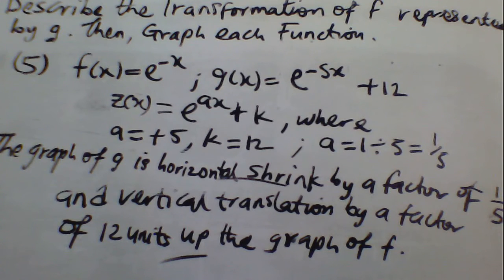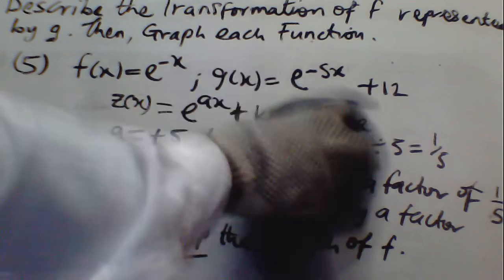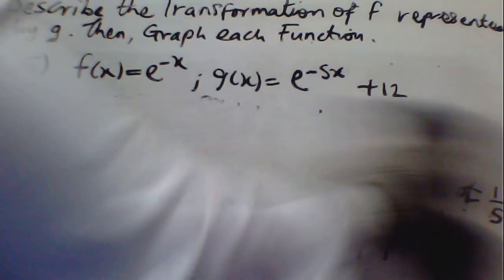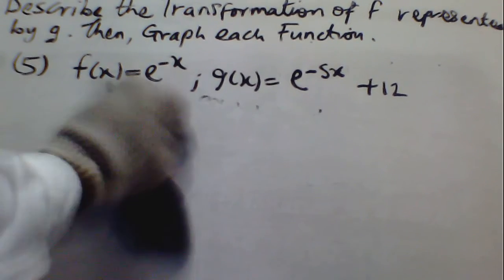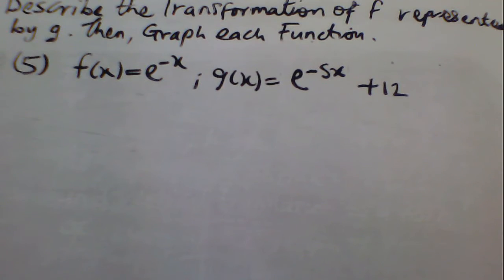The graph of g is horizontal what? Shrink by a factor of 1 over 5 and a vertical translation by what? By a factor of what? 12 units of the graph of what? f. Alright, let's graph it. Let's graph the function.